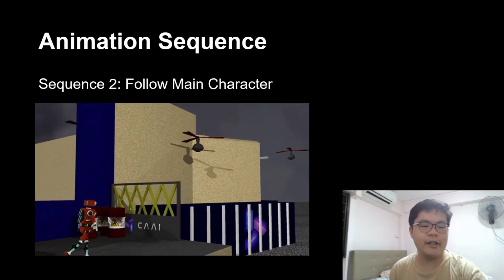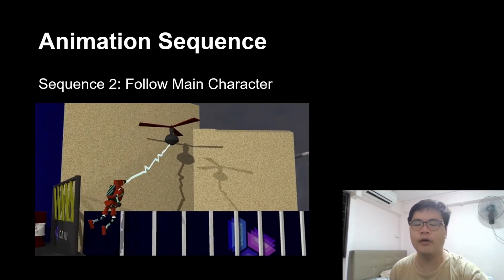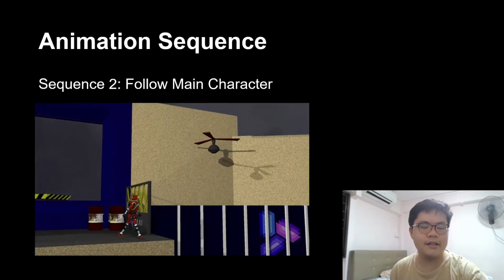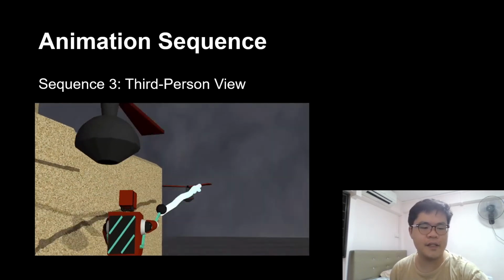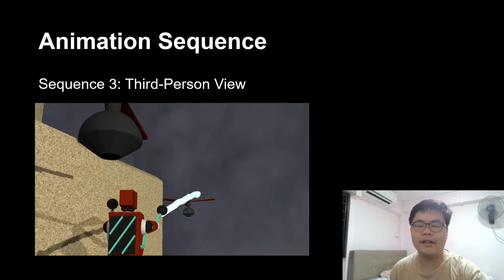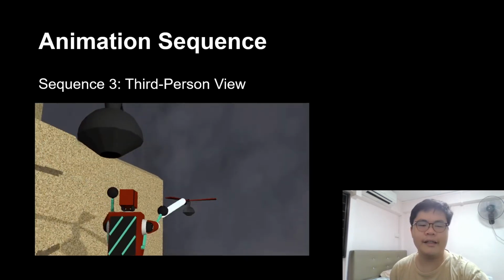Next, the camera will then follow the main character as it walks around and grapples itself to one of the magnetic grapples here. For our next sequence, the view is then switched to a third-person view to give another perspective of the action. The main character now grapples to another magnetic grapple in this sequence.